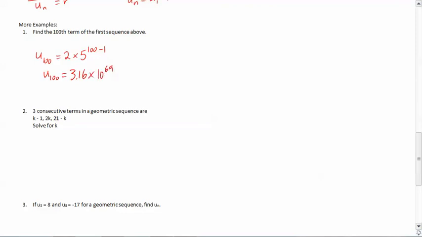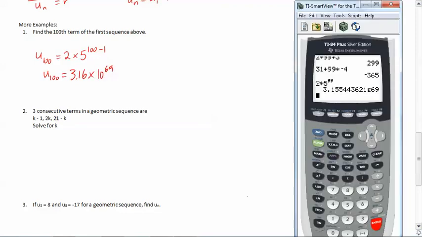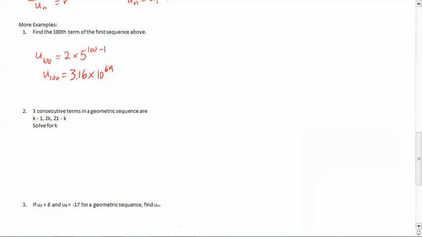That's what the little e means on your calculator. Times 10 to the 69th power. Okay, so there you go. It's a big number. But what do you expect? You just multiplied by 5 99 times. All right? So here we go. Now we'll look at the next one.